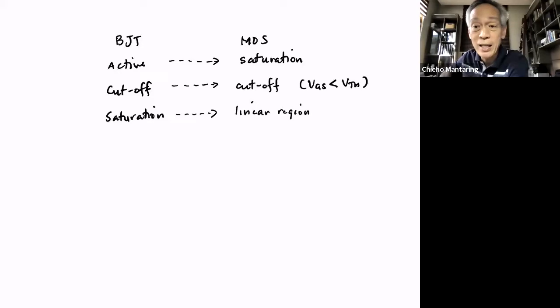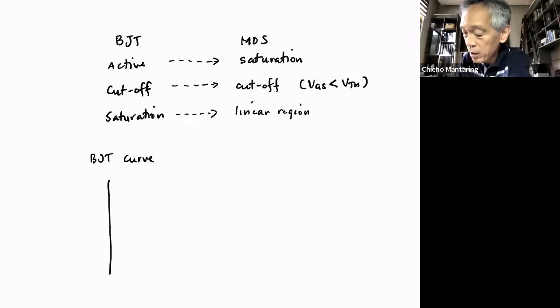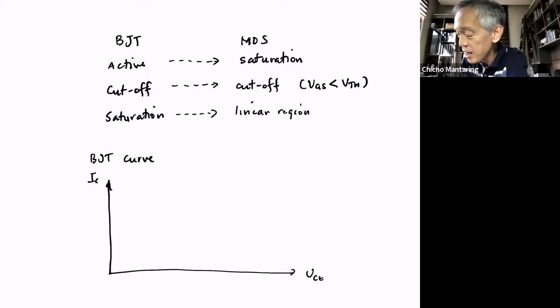But when you use your MOS as a linear device, that is like when you use it as an amplifier, it has to be operating in the saturation region, which is by comparison the active region in the BJT. Pag tinignan nyo yung curves ng BJT, I did not discuss the curves of a BJT, but the BJT curve would be a plot of IC, VCE, very similar, no? Looks like that.